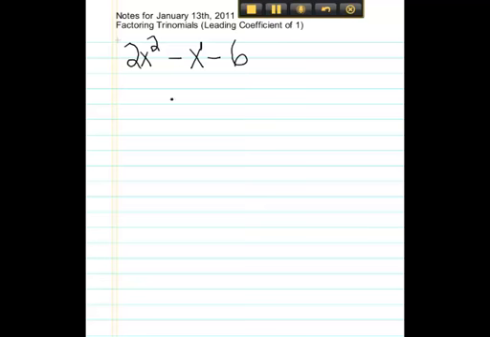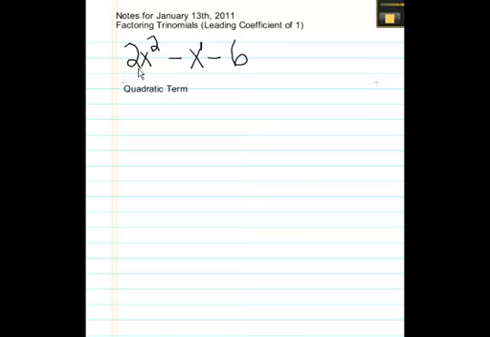Each one of these terms can be given a specific name. The 2x squared term, for instance. Let's see if I can type this up here rather than write it. The 2x squared term is actually called a quadratic term.